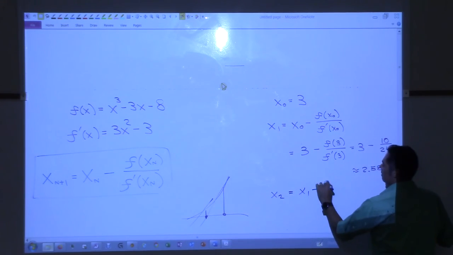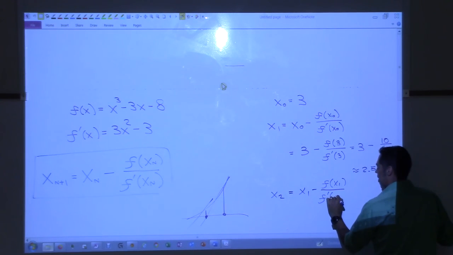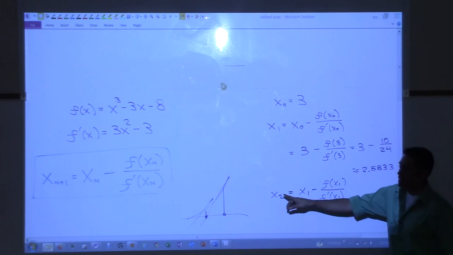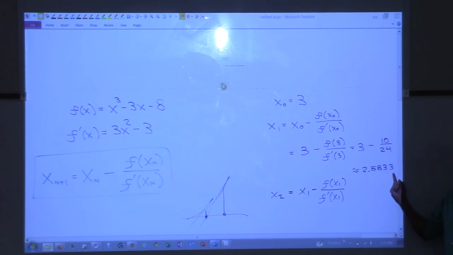Okay, so I'm just repeating the formula, right? But now I'm using the other point that I just got. So to find the third point in this sequence, I'm going to use the previous point that I just found. So now I'm going to need my calculator.